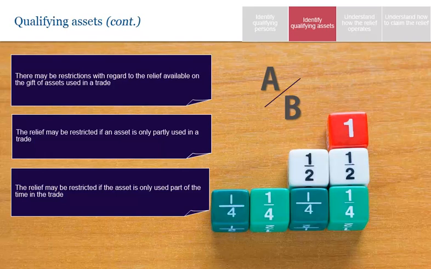Now, for using an asset partly for trade purposes, it will just have to be on some just and reasonable basis. I've put a graphic which says A over B, which is a more formulaic way of looking at use of the asset only part of the time of ownership for trade purposes.